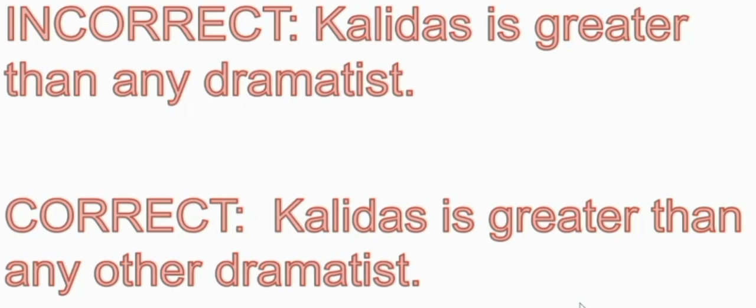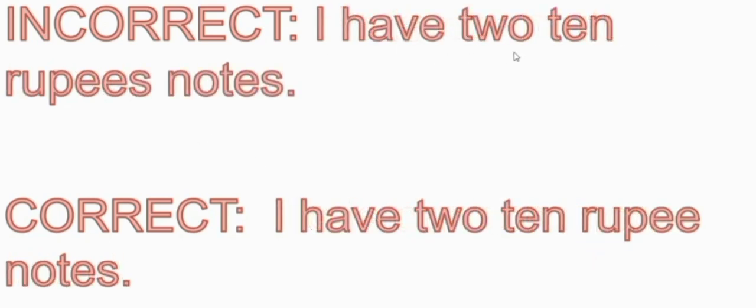"He is our mutual friend." Here the word mutual is wrong. Common friend is correct. "He is our common friend." "I have two 10 rupees notes." This is a wrong sentence. Instead of rupees, you should have rupee notes. So "I have two 10 rupee notes."